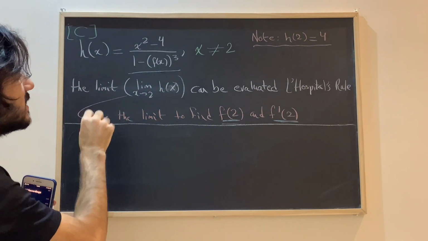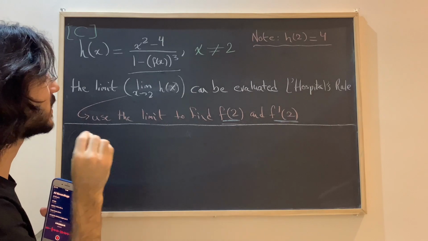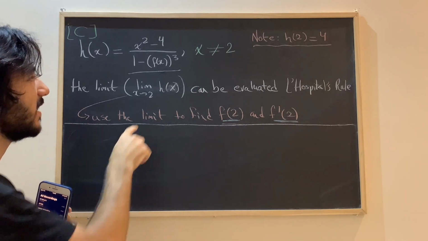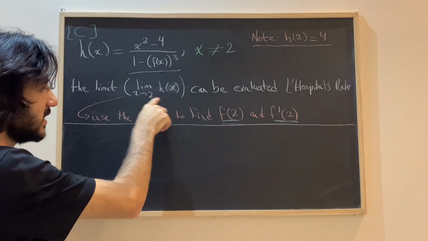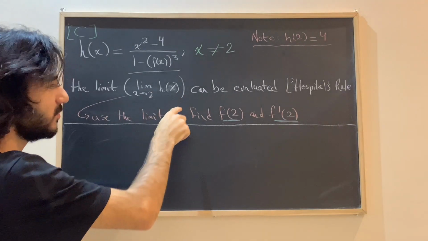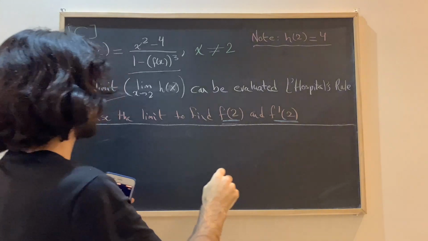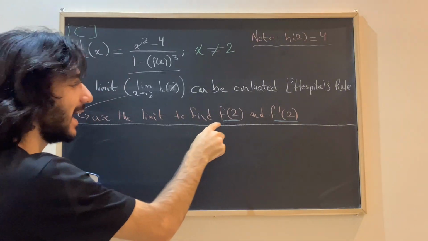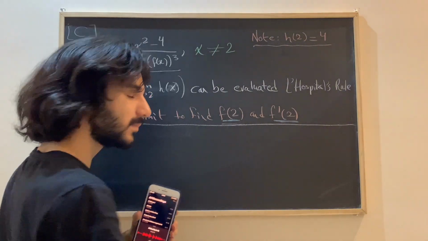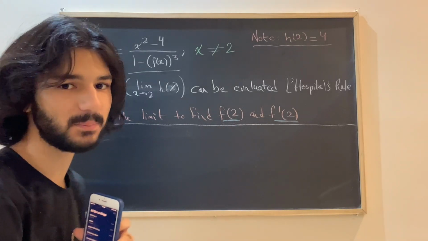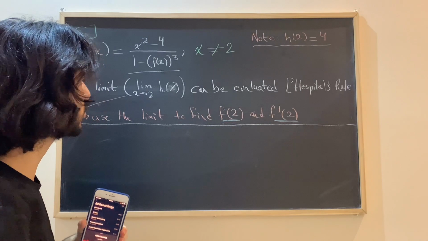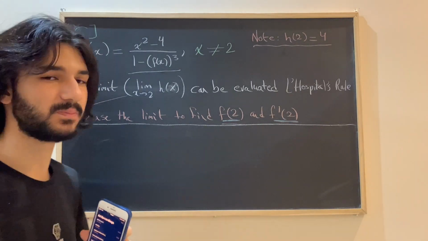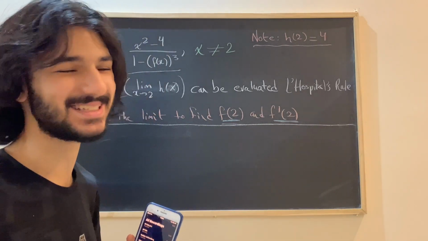Part C states h(x) equals (x squared minus 4) over (1 minus f(x) cubed). The limit of h(x) as x approaches 2 can be evaluated using L'Hopital's rule. Use the limit to find f(2) and f prime of 2. Okay, this seems pretty complex, and well, it is. It's kind of confusing if you don't know what you need to do, but I'm here to guide you through it.